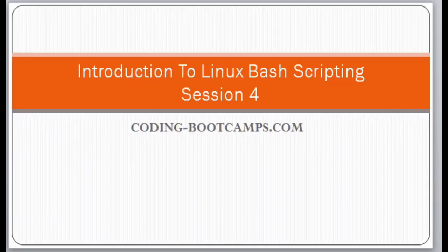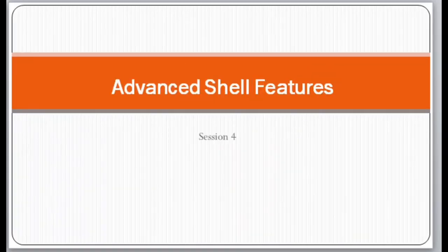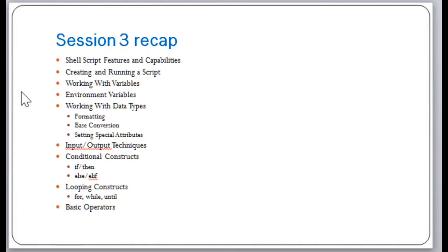Today, we're doing session 4 of Introduction to Linux Bash Scripting: Advanced Shell Features. Last session, we went over shell script features and capabilities, creating and running a script, working with variables, environmental variables, working with data types such as formatting, base conversion, and setting special attributes, input and output techniques, conditional constructs such as if-then and else-if, and looping constructs such as for, while, and until, and basic operators.